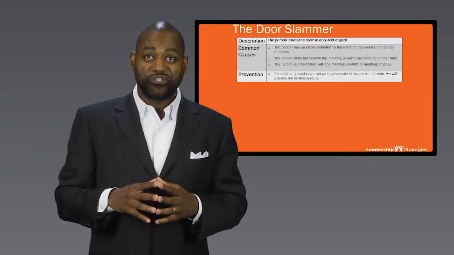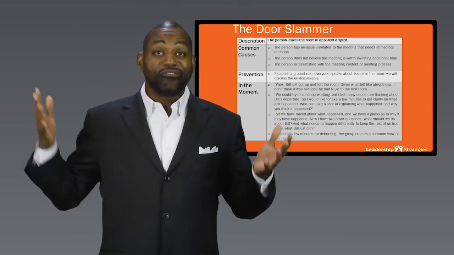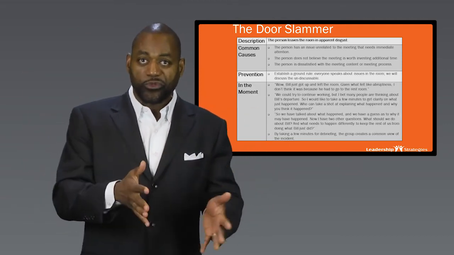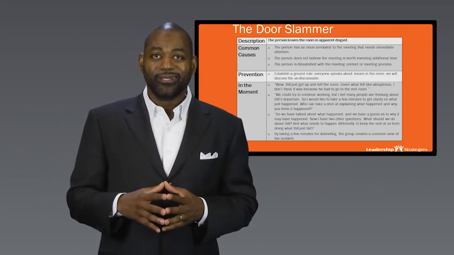So how do you prevent the door slammer? You can establish ground rules such as everyone speaks about issues in the room, and we will discuss the undiscussable. We've already talked about what to do in the moment with the three questions. After the moment, you will want to follow up to ensure that the agreed upon actions are taken. You may want to consider meeting privately with the person yourself as well.